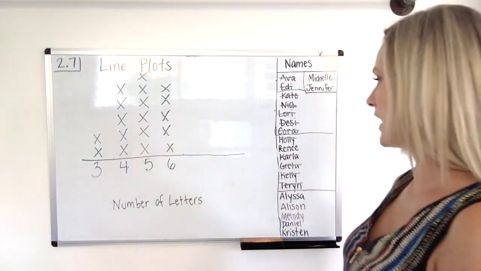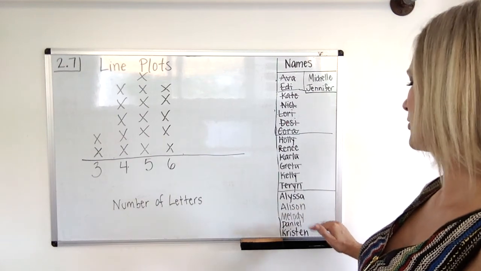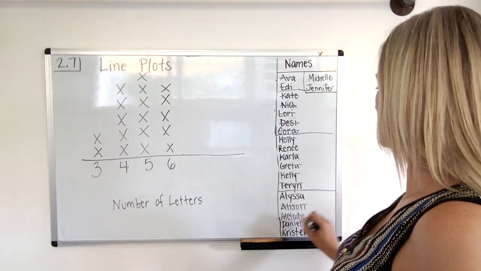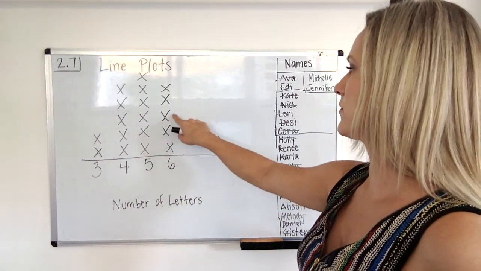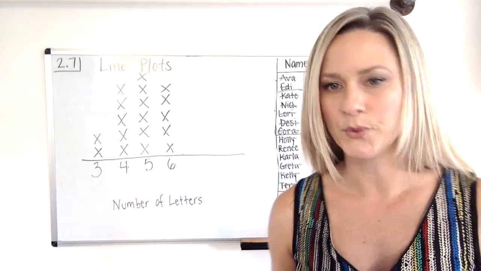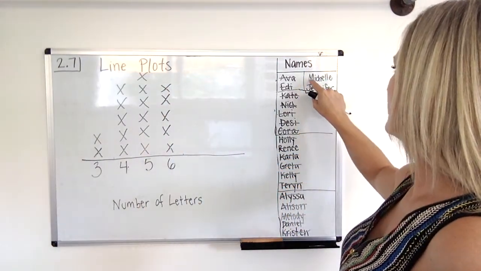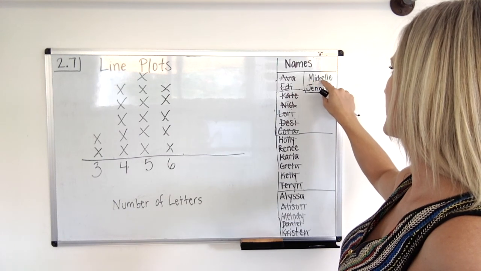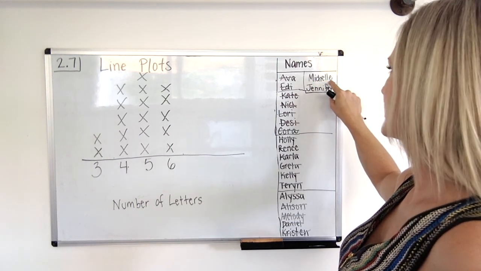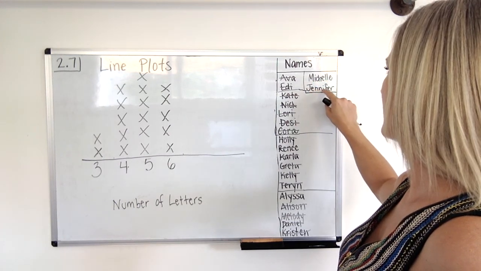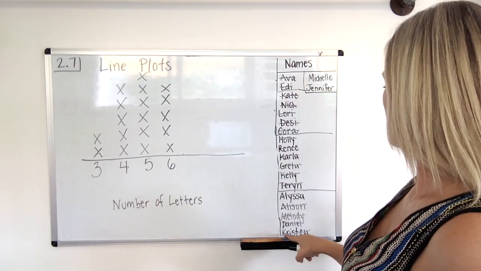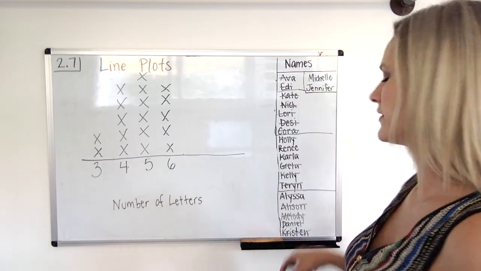Okay, now we've gotten Alyssa, Allison, Melody, Daniel, Kristen. 1, 2, 3, 4, 5. And last up we have Michelle. 1, 2, 3, 4, 5, 6, 7, 8. Okay, she has 8.